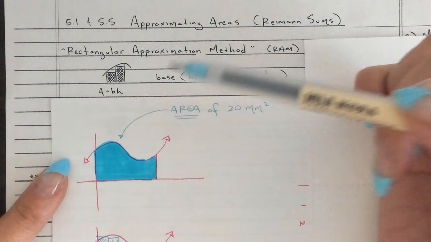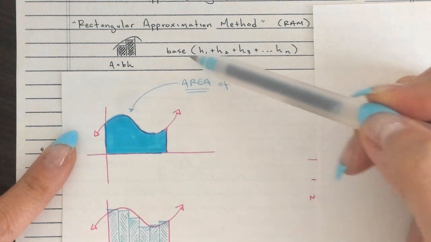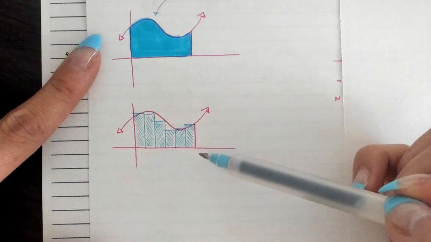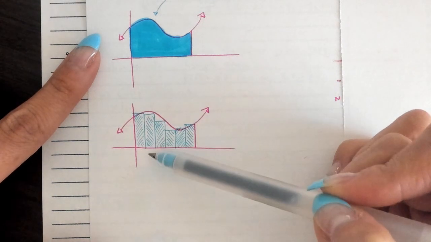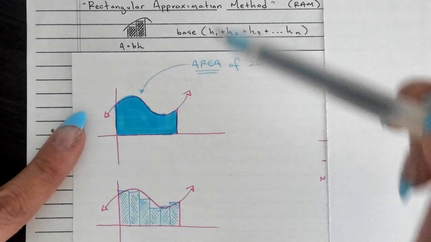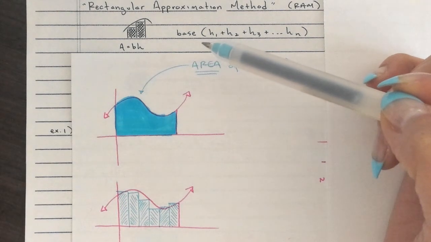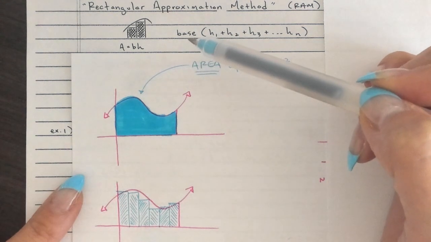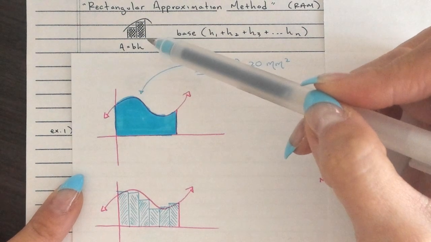In general, if all the rectangles have the same base, maybe it's 1 centimeter or whatever, then it's 1 centimeter times height, plus 1 centimeter times height, plus 1 centimeter times height. If you want, you can factor out that base if all the bases are the same. Sometimes they're not, but sometimes they are. So we're going to start with yes, they are. If they're all the same base, we can factor out the base, and then just add up all the different heights.